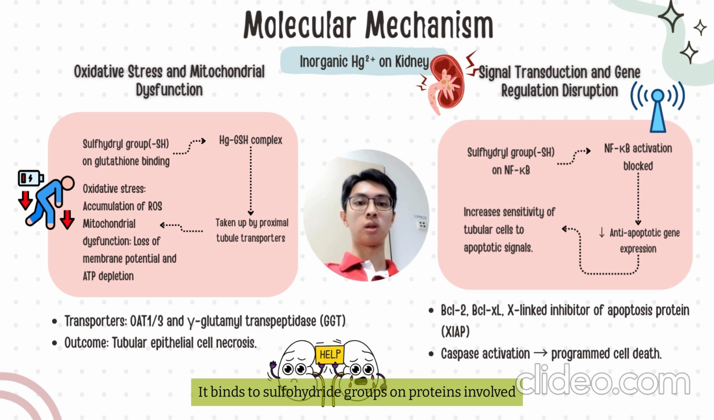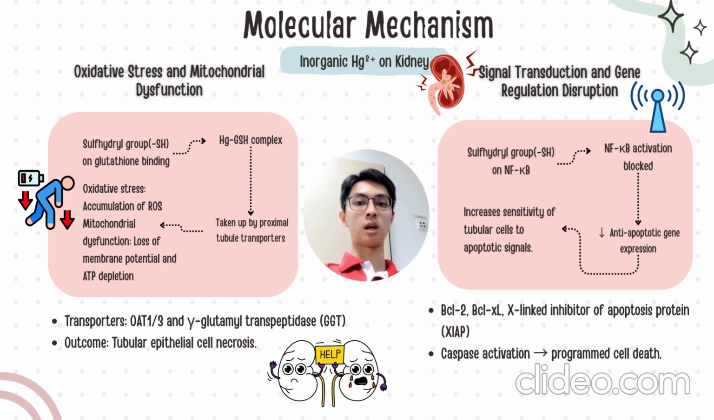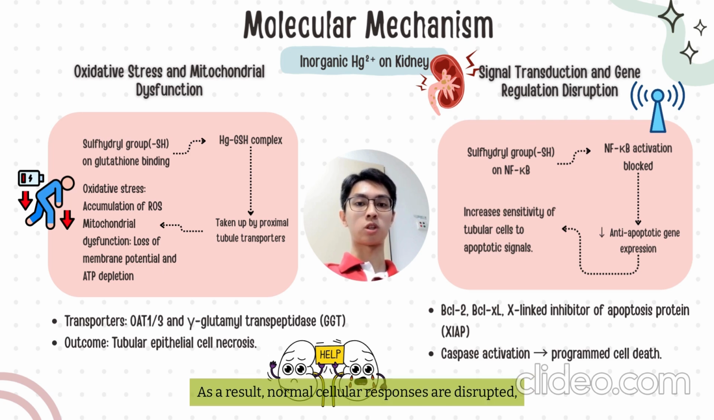Second, mercury can also interfere with cellular signaling. It binds to sulfur hydride groups on proteins involved in the NF-kappa B signaling pathway. This binding blocks NF-kappa B activation, which is important for regulating inflammation and cell survival. As a result, normal cellular responses are disrupted, contributing further to kidney damage.